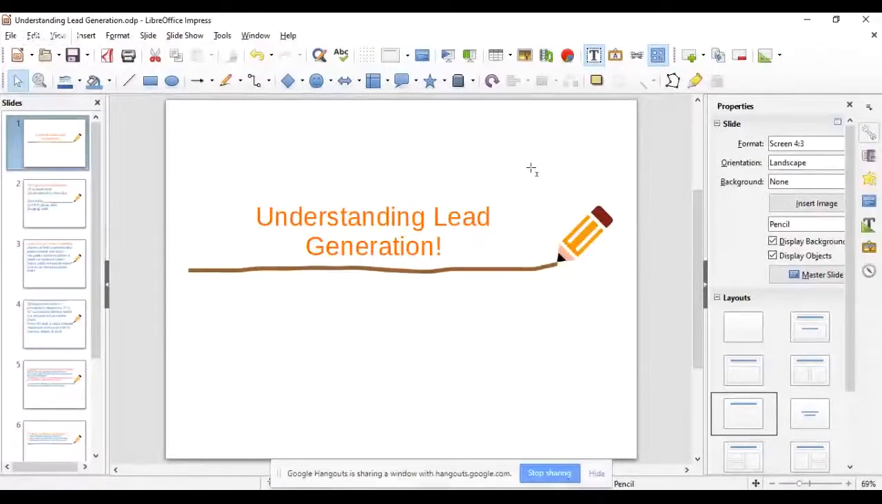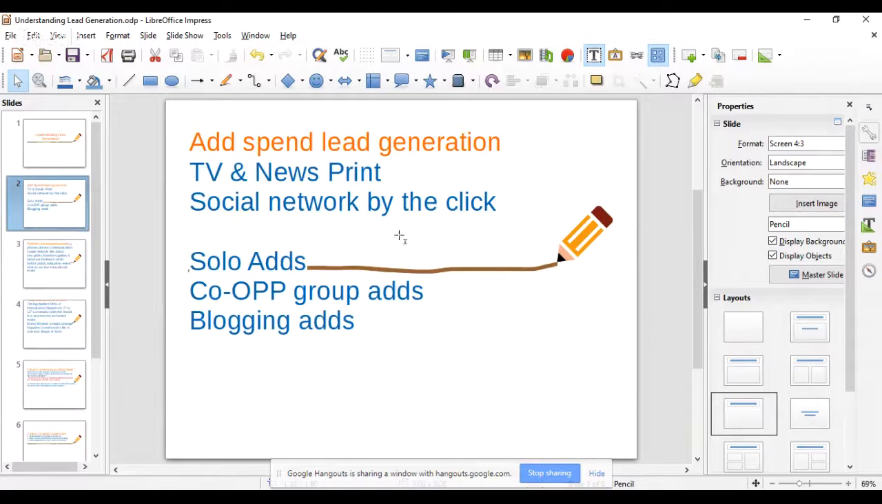We're going to do a little screen share here and dive right in to the lesson so you get a clear picture of exactly how it's done. So understanding lead generation is so crucial as an entrepreneur. The first thing we need to understand is there's different types of lead generation.